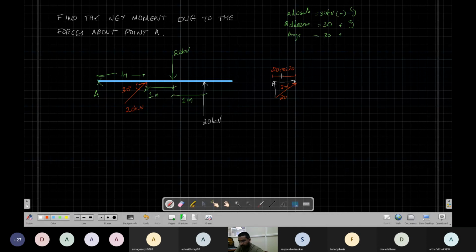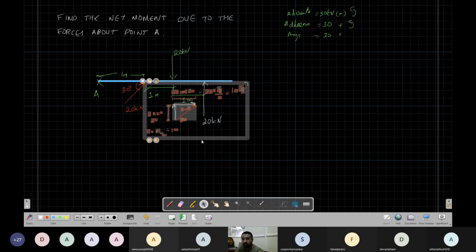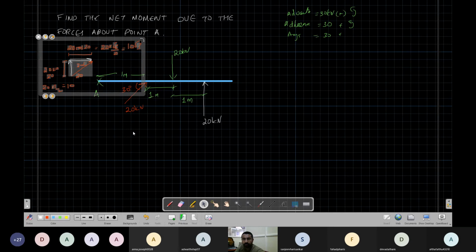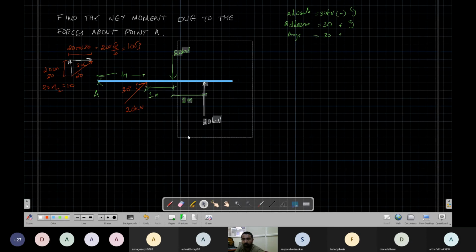Then the vertical component will be 20 sin 30. 20 cos 30, where cos 30 is root 3 by 2, gives 10 root 3. The vertical component, sin 30 is half, so it is 10. Okay, so I can replace the forces. So let's keep it here.